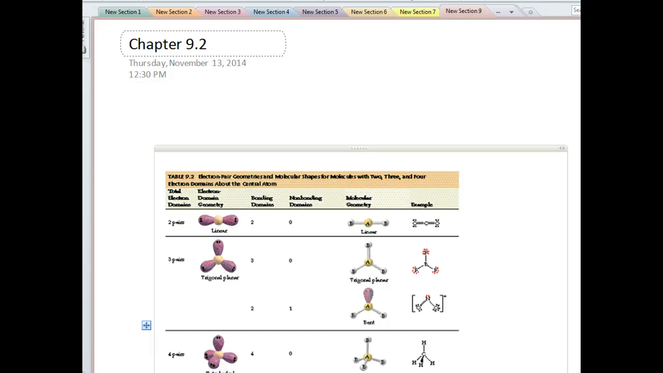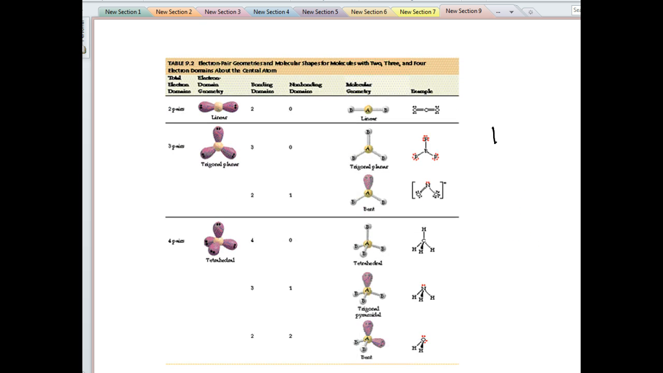Ladies and gentlemen, this is chapter 9.2. You should definitely read this part in the textbook. But we're going to continue on with what we talked about today in class, and that was using this table here. And we're going to use this table to predict what we call molecular geometries of molecules.